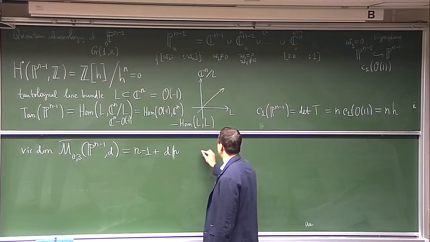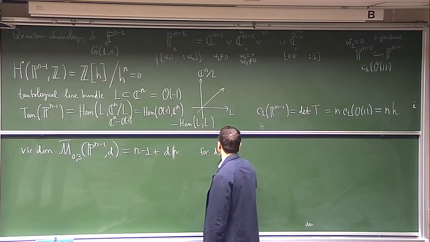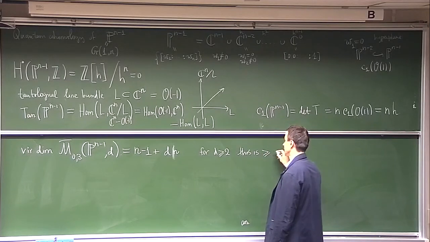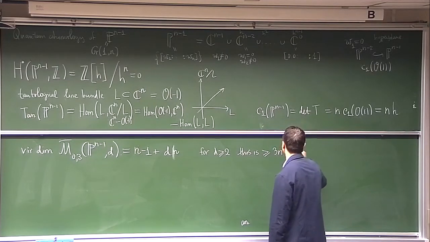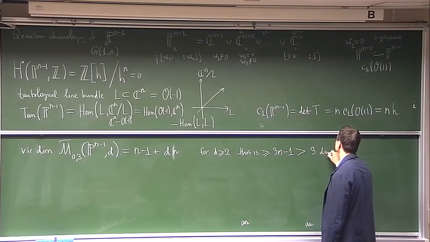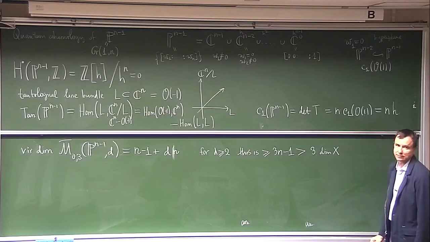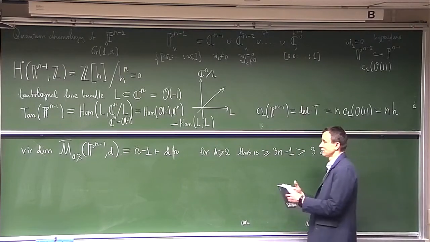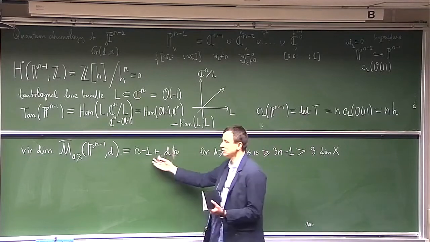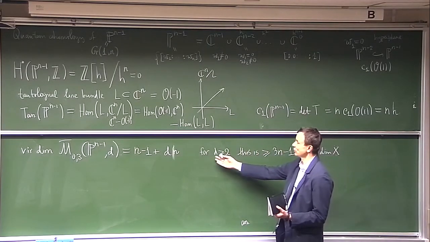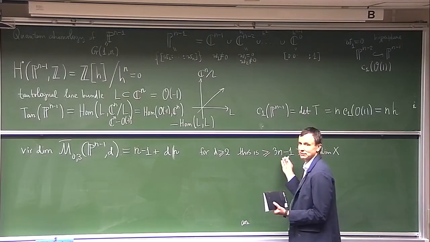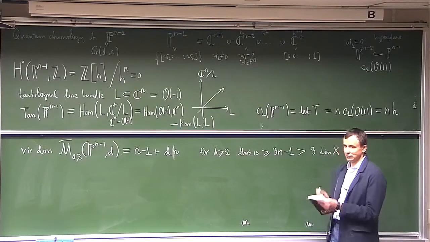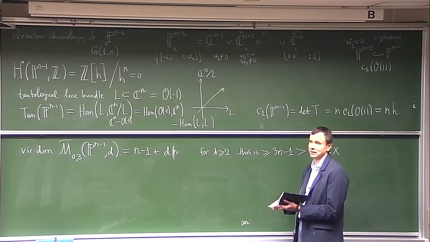And so for d greater or equal than 2, this is greater or equal than 3n minus 1, which is bigger than 3 times the dimension of X. So remember, in a triple product, we're looking for a cycle of this dimension. Well, for a curve of degree bigger or equal to 2, there's just no place for this cycle. Therefore, what survives are only the constant map and the line.